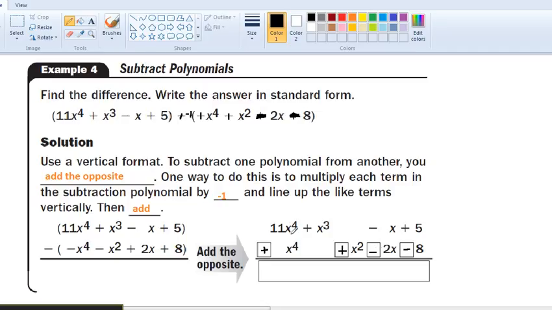So let's go ahead and add these up. We've got 11x to the fourth plus 1x to the fourth. That becomes 12x to the fourth. The x to the third, can't do much about that. There's only one of those. There's also an x squared, one of those. And then we do have a -1x and a -2x. You put those together, you've got a -3x. And right here we've got a +5 and -8, and that comes to -3.